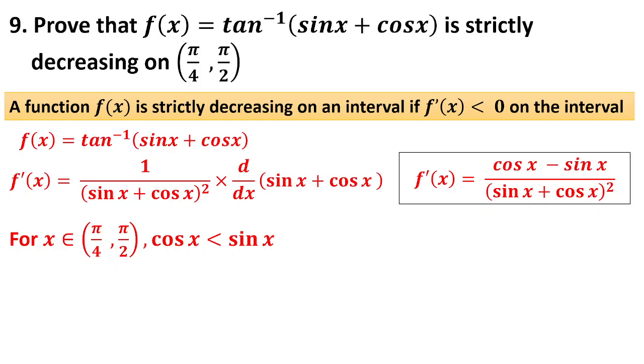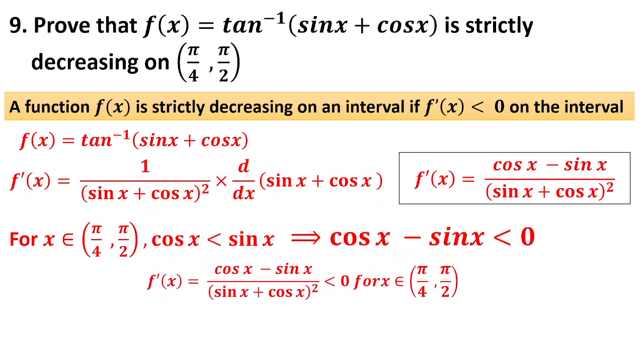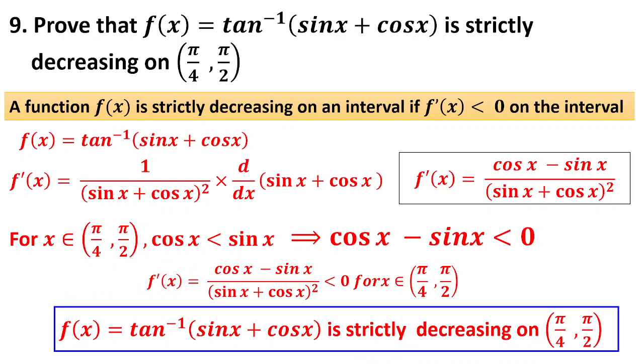But we are seeing that in the interval pi by 4 to pi by 2, cos x is less than sin x. Whenever you are seeing the value of cos x and sin x, what is sin 30, what is cos 30, like that, when you see, then cos x will be less than sin x. So cos x minus sin x will be less than 0. The numerator is negative, the denominator is already positive. Therefore, f dash of x is less than 0. What will happen when f dash of x is less than 0 in an interval? The function is strictly decreasing.